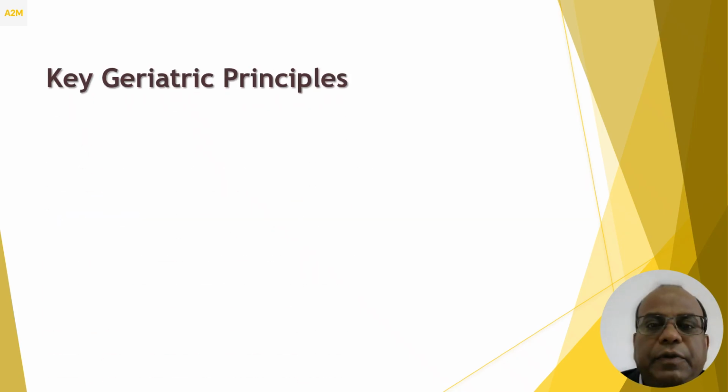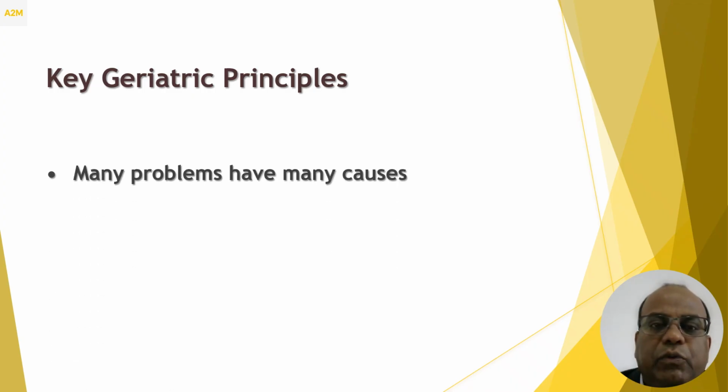So there are a few basic rules that guide all geriatric care. These rules make the care safer and more effective. The first rule is that many problems in older adults have many causes. For example, dizziness may be caused by poor vision, weak muscles, dehydration, and medicines, all at the same time. So we must look for several causes, not just one.